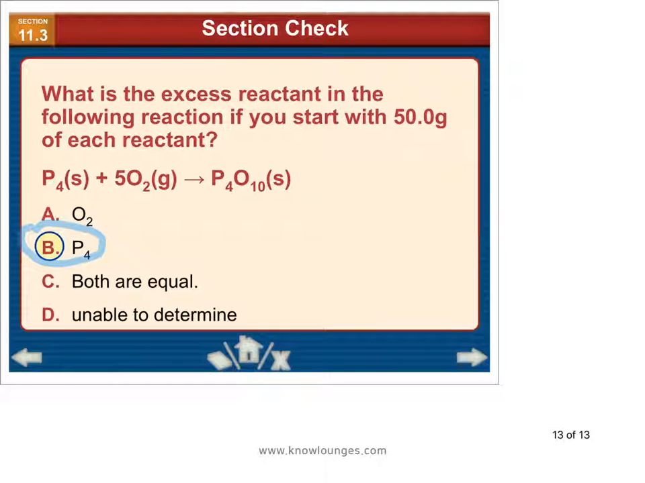That completes what we have for section 11.3. In class we will do a number of problems and look at this a lot more in depth. But this is our basis for section 11.3.